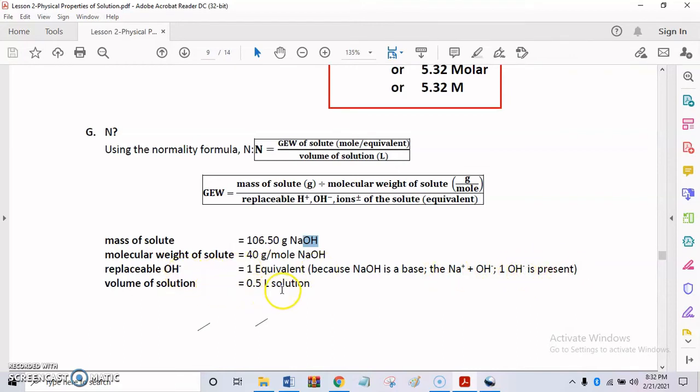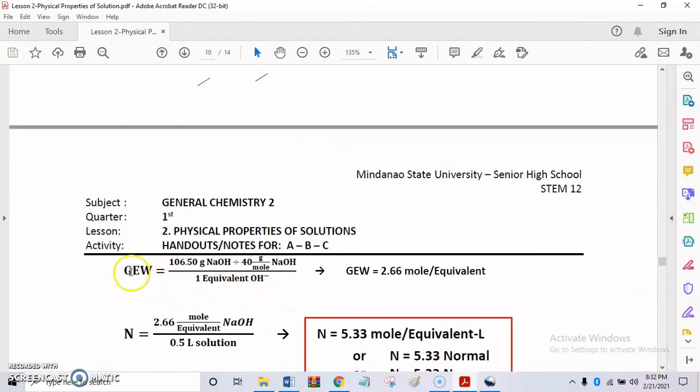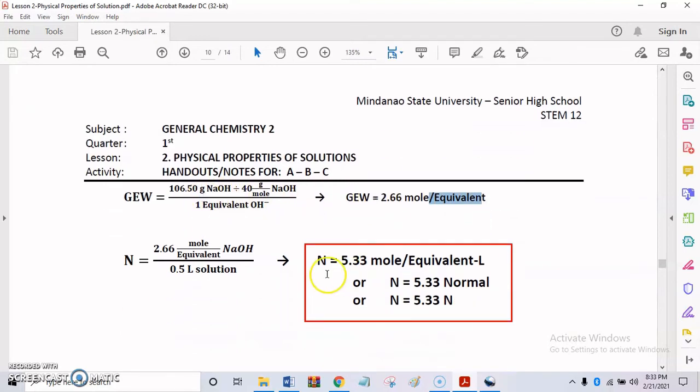So, the volume of solution is 0.5 liter. Punta tayo sa gram equivalent weight computation, 106.50 grams divided by 40 grams per mole sodium hydroxide all over equivalent hydroxide. So, gram divided by gram per mole, makakancel out yung grams. Ang matitira is yung mole. So, kaya siya mole per equivalent. So, mole per equivalent. When you compute that, it will give us 2.66 mole equivalent.